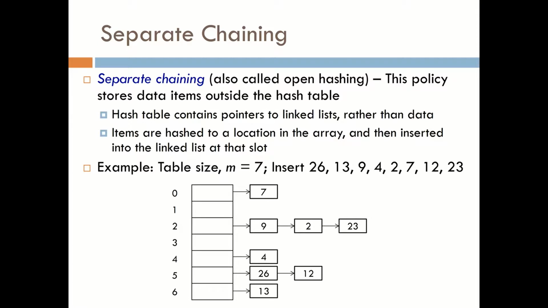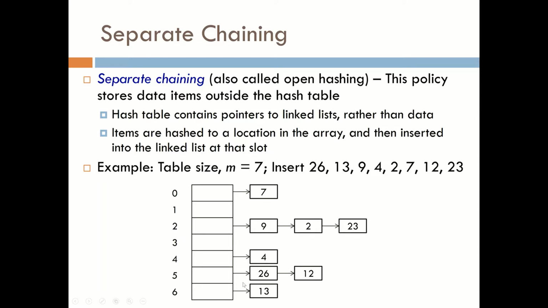And so separate chaining then, to sort of recap, we're storing the data outside of the table itself. And the collision resolution policy in this case is to simply extend the linked list at that location by adding the value. So we had multiple collisions. We had 3 collisions in this particular case.